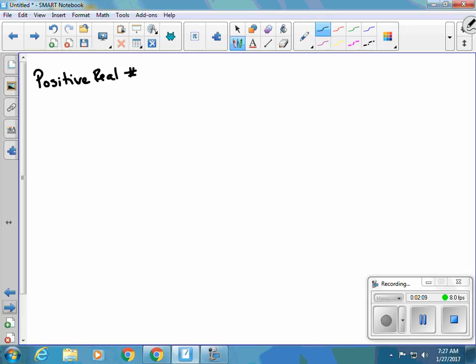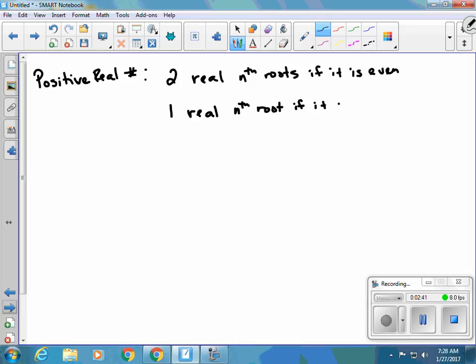So if we have positive real numbers, there are 2 real nth roots if it is even. And we've talked about even and odd. Even is in terms of our degree, where odd, again, is still in terms of our degree, whether it's 2, 4, 6, 8, etc. Those are going to be our even roots. There's only one real nth root if it is odd.